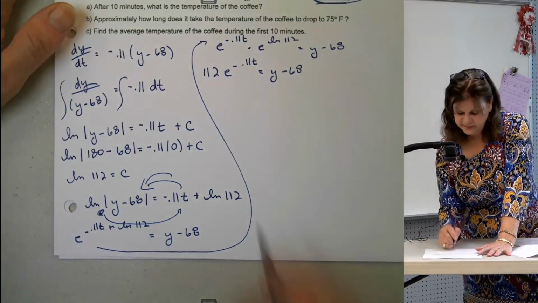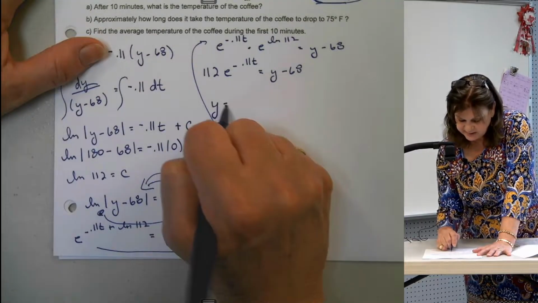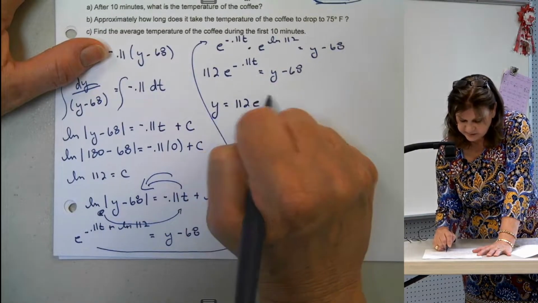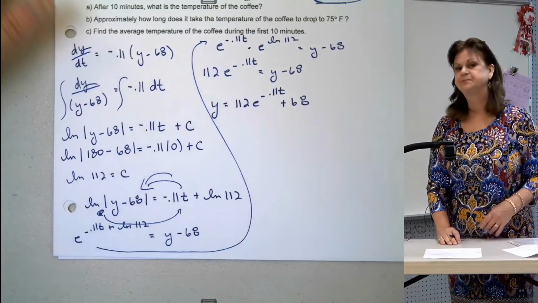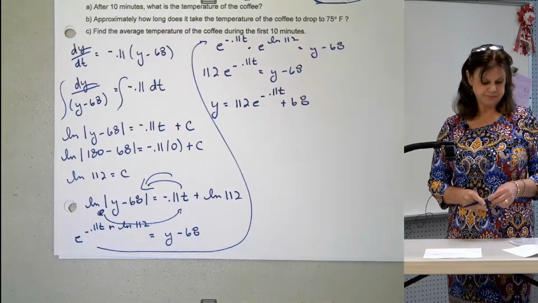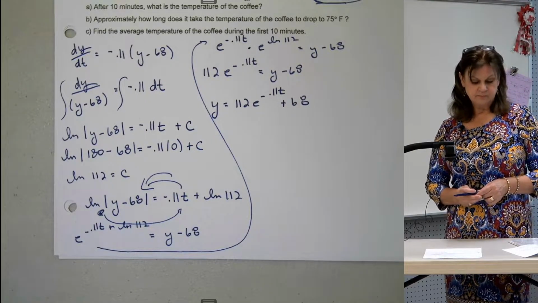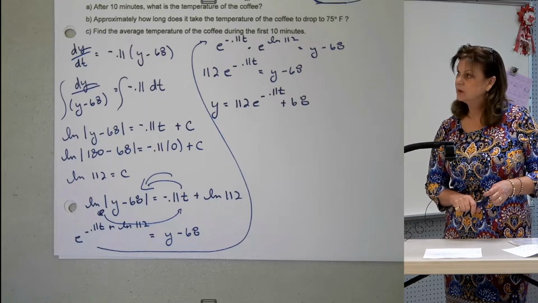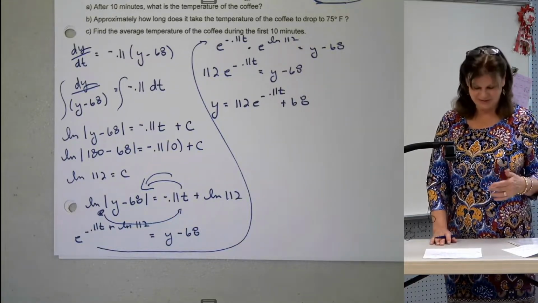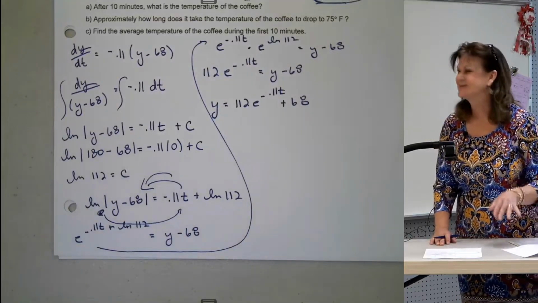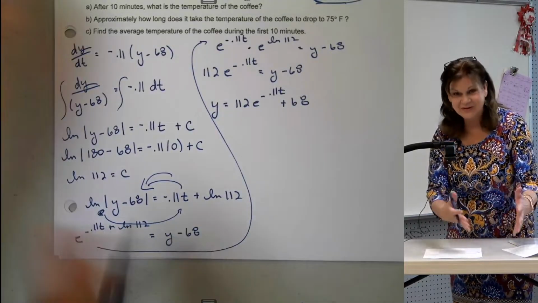And then the final equation: y is equal to 112 e to the negative 0.11 t plus 68. So there's your equation. Now, after all that work, you still haven't answered the question. You've just gotten in place to answer the question. But you have to do all this to get there.